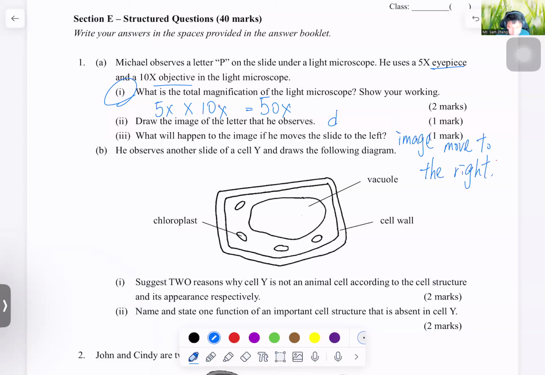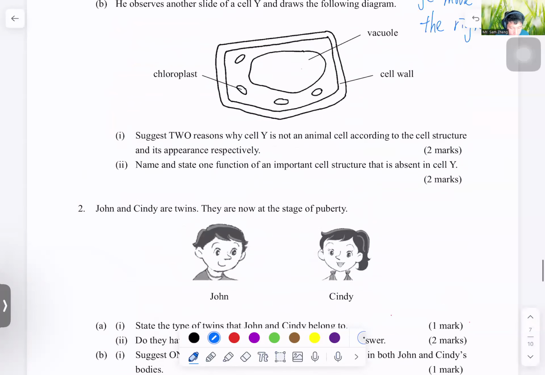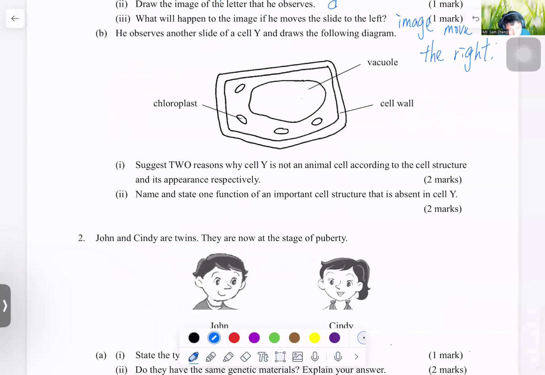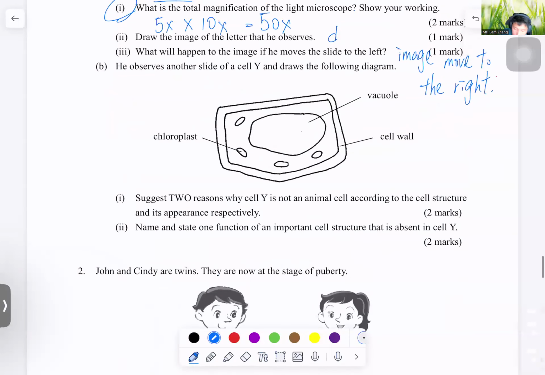Then next, he also observed another slide of cell Y. We can see that cell Y has two things. First, the cell wall and also the chloroplast. So these are two reasons why cell Y is not an animal cell. Because it has a cell wall, it must be a plant cell.